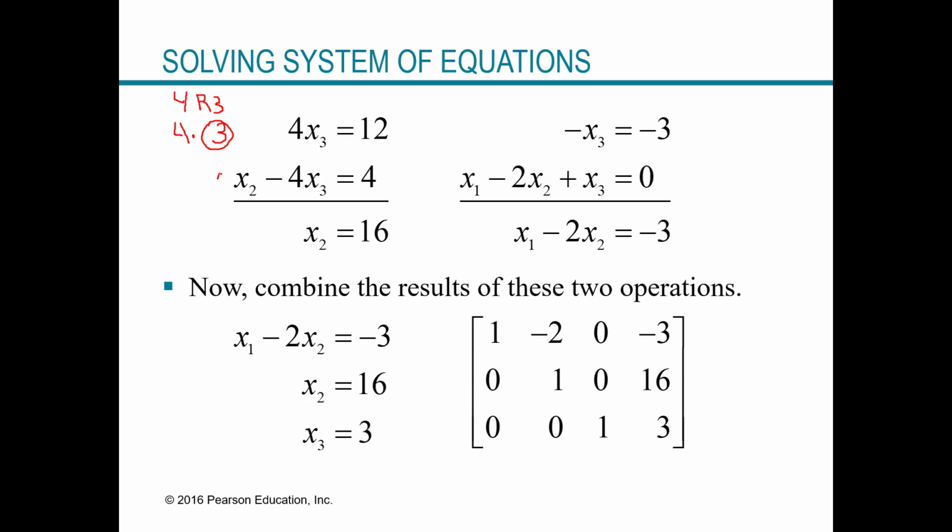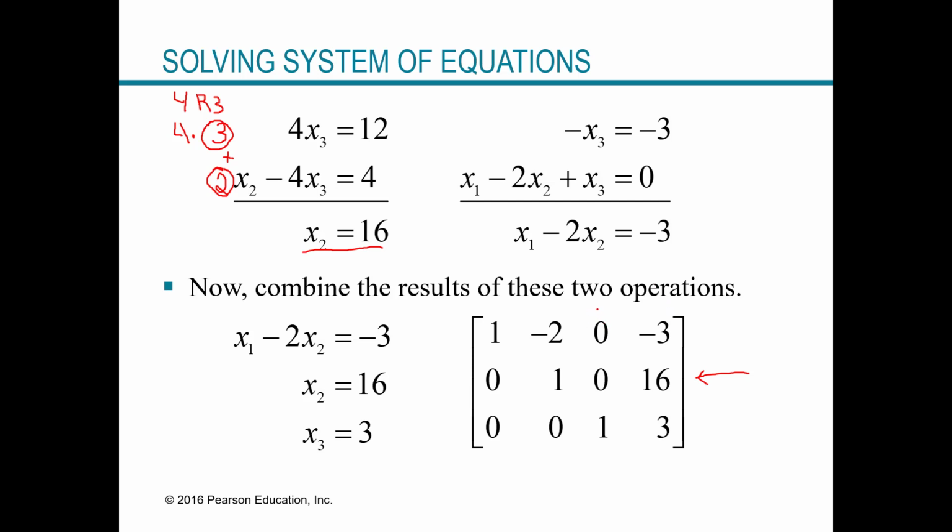Okay, and then this was equation 2. And so what we did here is we said 4 times row 3 plus row 2. So remember, you're just doing your elimination process. And if you do that, 4 times row 3 plus row 2, you get x2 equals 16. And so this equation replaces row 2. So that's right here.